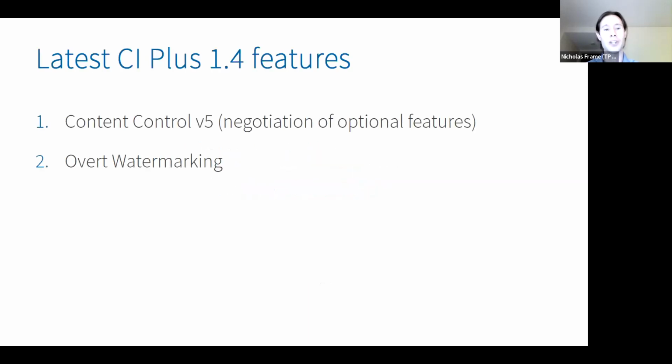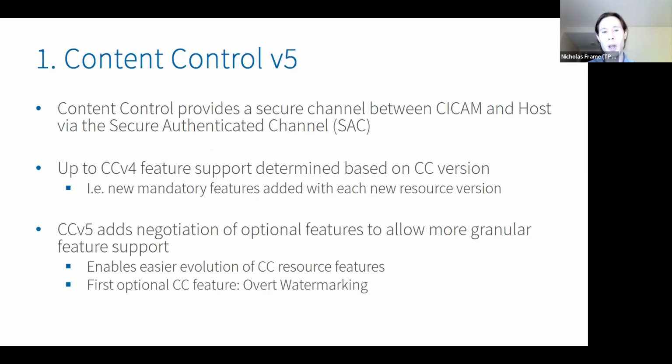But we're here to look at the DVB specifications in more detail. So we'll start with CI Plus 1.4 and the latest two features. So these are content control version 5 and overt watermarking. So content control, put simply, the content control resource enables a secure channel between the CAM and the host. This secure channel is important because there's certain sensitive information that needs to be communicated between the two devices related to the descrambling of content and how that content is to be handled by the host, retention limits, allowed outputs, and so on. And so this was a logical choice for overt watermarking.